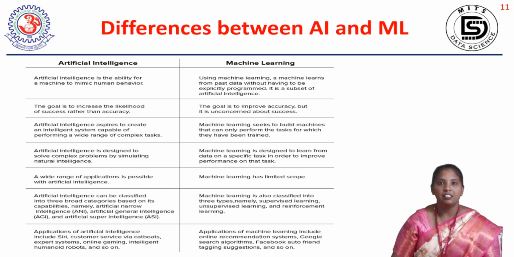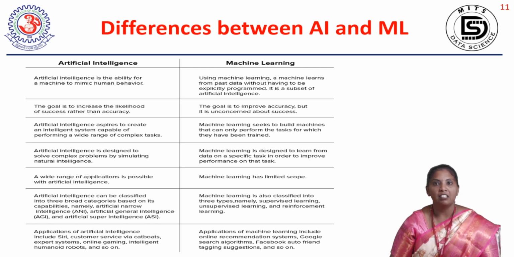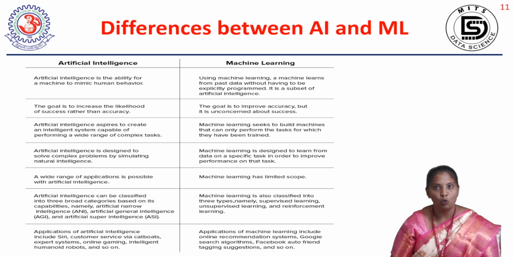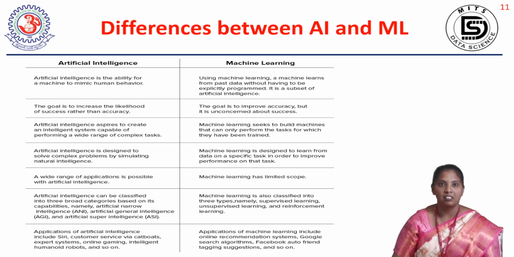Artificial intelligence is the ability of machines to mimic human behavior. But machine learning uses mechanisms that learn from past data without having to be explicitly programmed. The artificial intelligence goal is to increase the likelihood of success rather than accuracy, but machine learning mainly focuses on accuracy rather than success. Artificial intelligence aspires to create an intelligent system capable of performing a wide range of complex tasks. Machine learning seeks to build machines that can perform the tasks for which they have been trained.